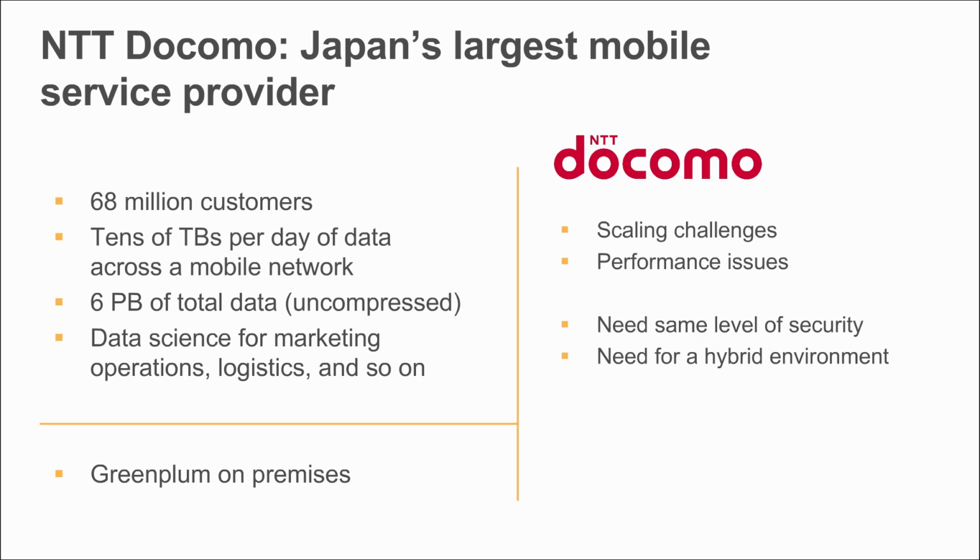They essentially had a Greenplum data warehouse on-premise, and they had a lot of scaling problems and performance issues, but their requirement was that they wanted to maintain the same level of security and needed a hybrid environment, meaning that their core transactional systems were not going to move to the cloud immediately. So the data warehouse in Redshift had to seamlessly integrate with their on-premise environment.